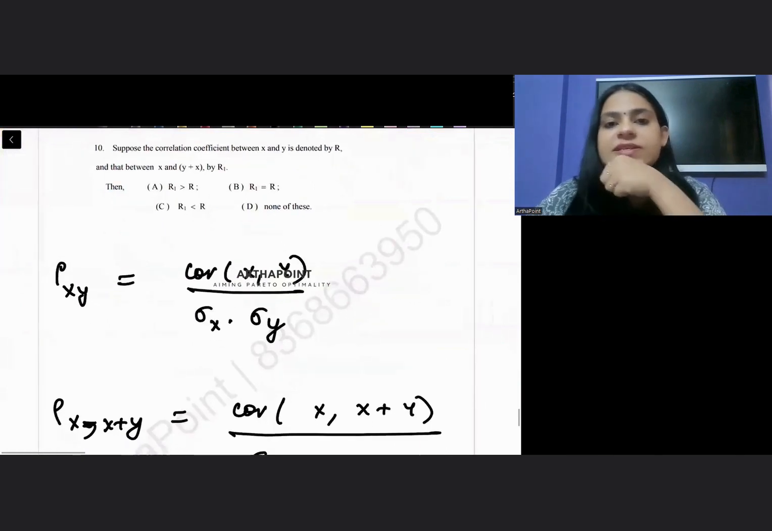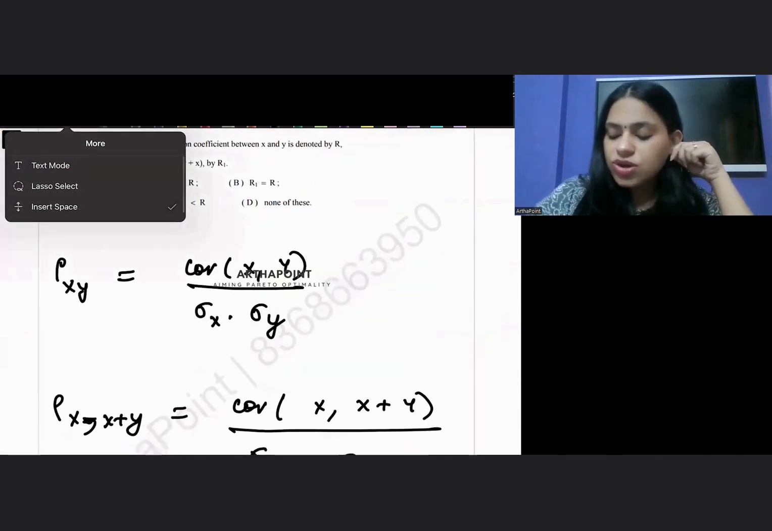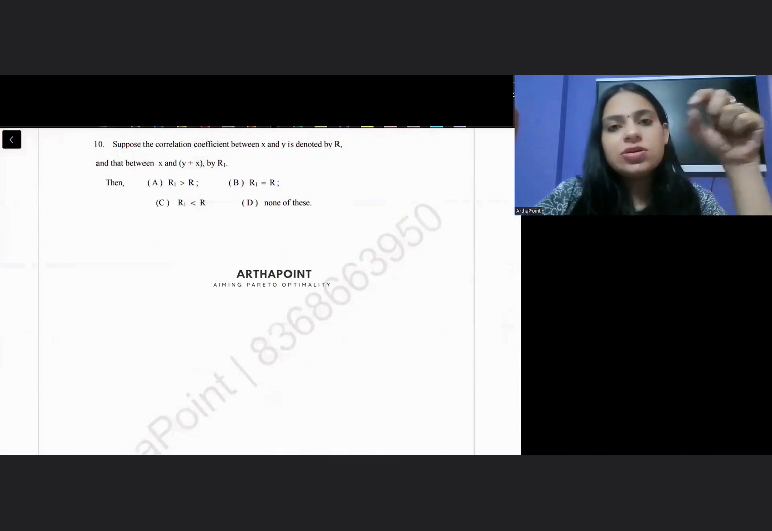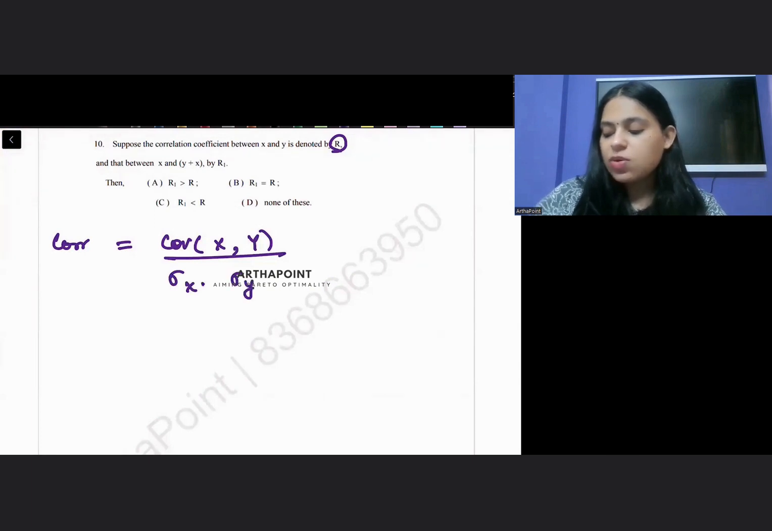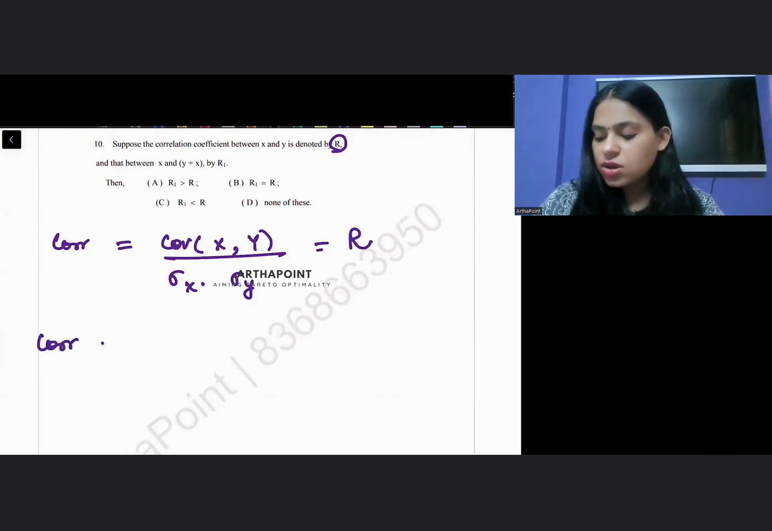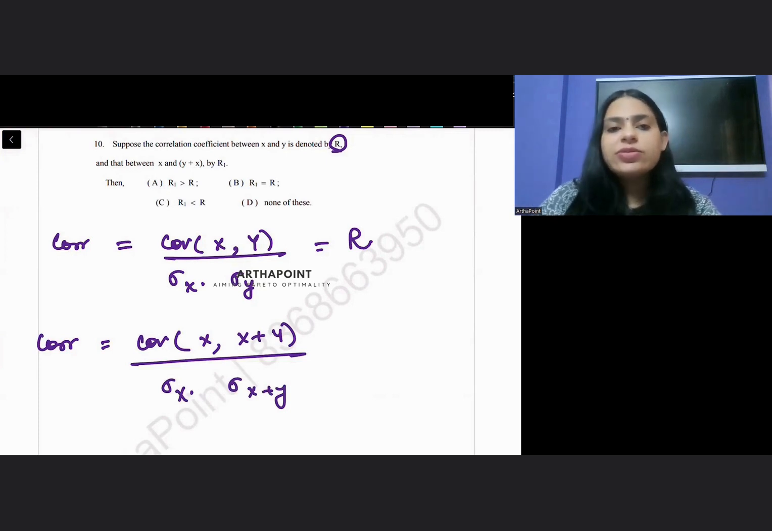It says, suppose that there is a correlation, a good question. So try to see this. There is a correlation coefficient between X and Y, which is denoted by R. So we know that the correlation coefficient can be written as the covariance between X and Y divided by sigma X into sigma Y, and this is given by R. Then it asks what is the correlation between X and X plus Y. So this is going to be this, right?